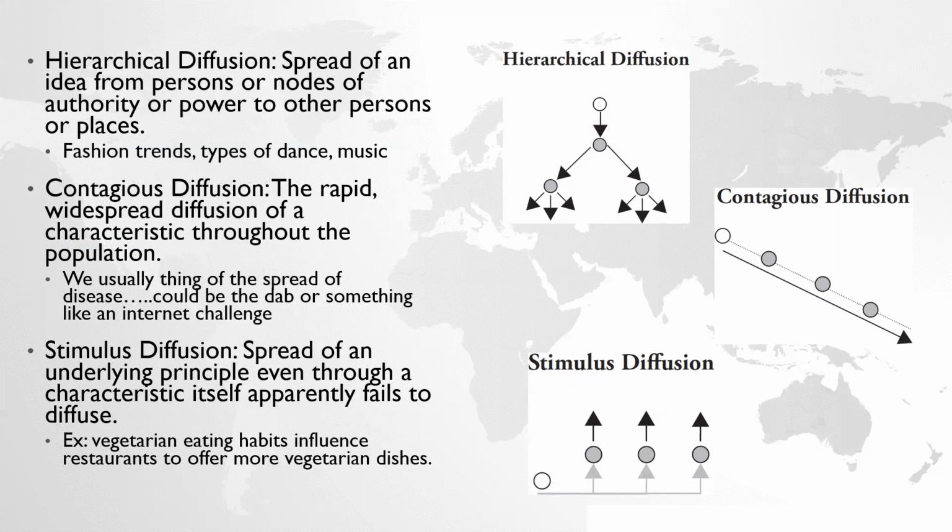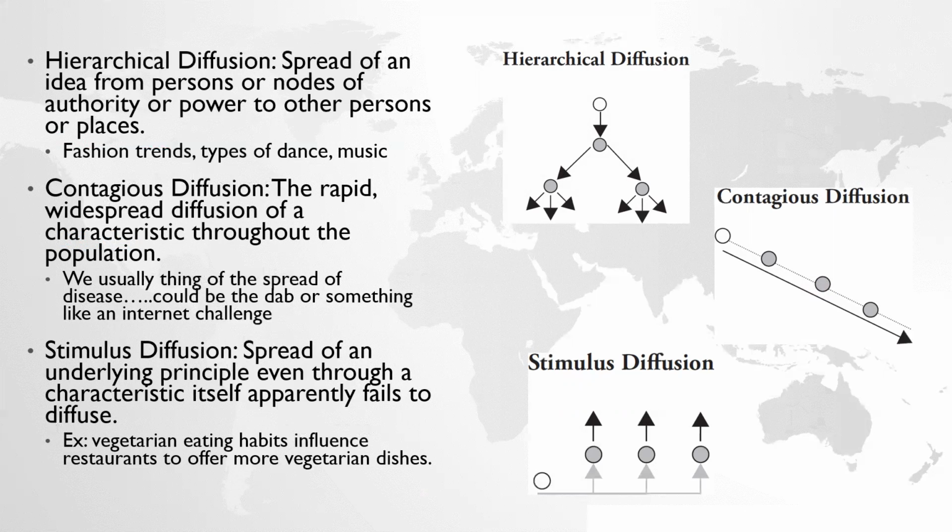There's contagious diffusion, the rapid, widespread diffusion of a characteristic throughout the population. Think of things going viral. Usually with contagious diffusion we think of diseases, and that's part of it, but it's also trends like the dab, or an internet challenge like the Ice Bucket Challenge in 2014. I don't know if any of you remember that.